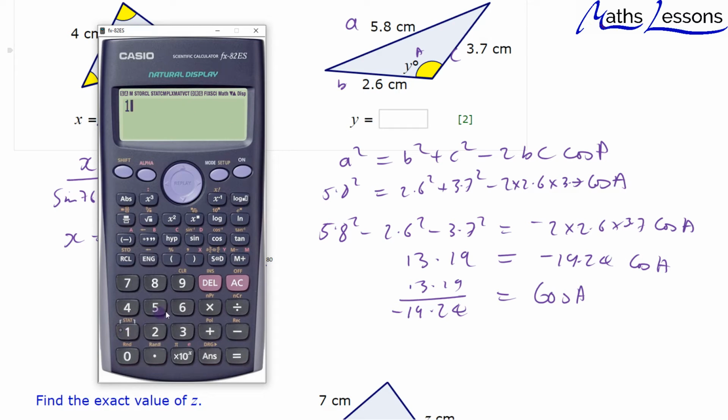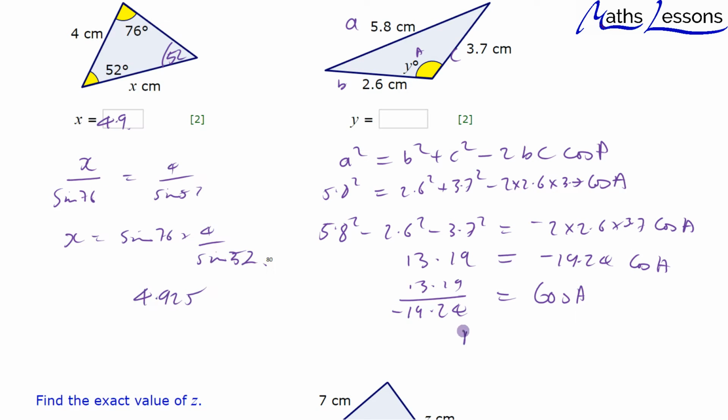So we've got 13.19 divided by the answer equals, press inverse cos of that answer, and we get 133.27 degrees. So that leaves us 133.3 degrees to 1 dp.